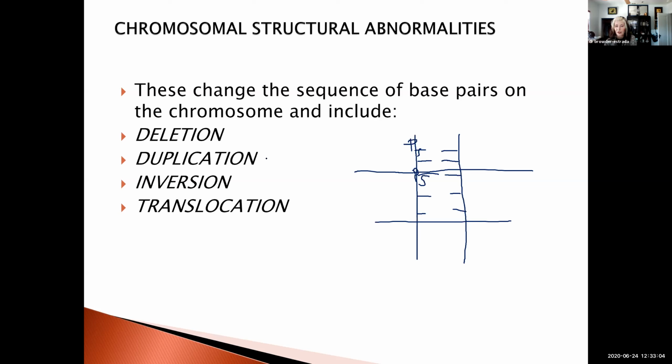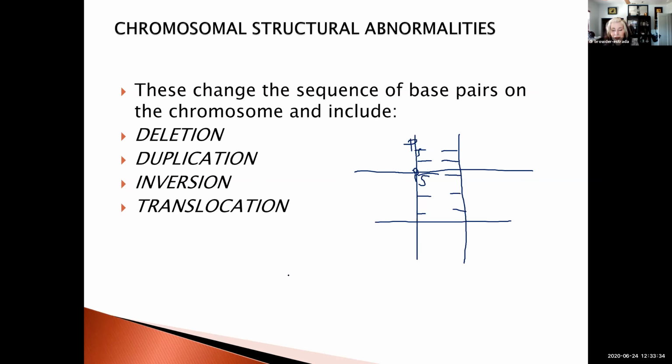Sometimes what happens is it breaks, there's a gap, and it goes through a repairing kind of process, and it just adds more sugar phosphate, sugar phosphate, sugar phosphate. That's duplication. Duplication is when it adds more code here than was there originally before the chromosome broke. But again, the breaking is, from the diagrams we've been using, in the horizontal between the sugar phosphate.